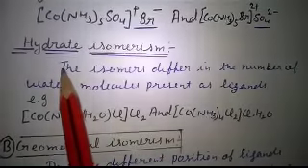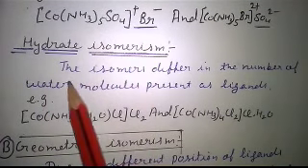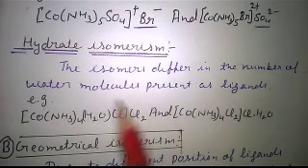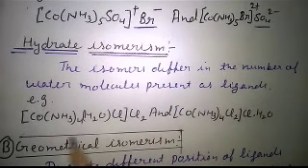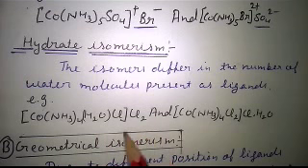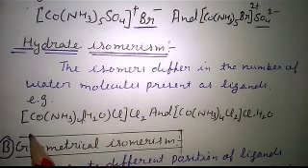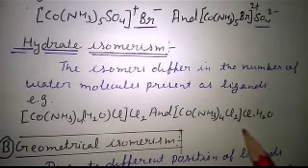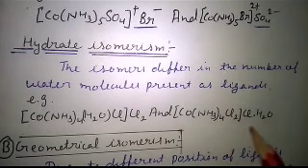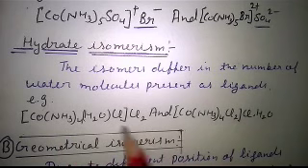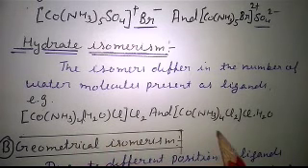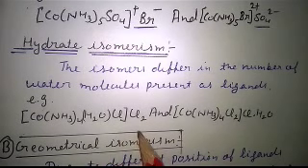Students, next isomerism is hydrate isomerism. The isomers differ in the number of water molecules present as a ligand. For example, in this example, aqua, a molecule of water, is present in the coordination complex, and in this coordination complex there is no water molecule, and the water molecule is outside the coordination complex. In both examples the molecular formula is the same but there is a difference in the number of water molecules.